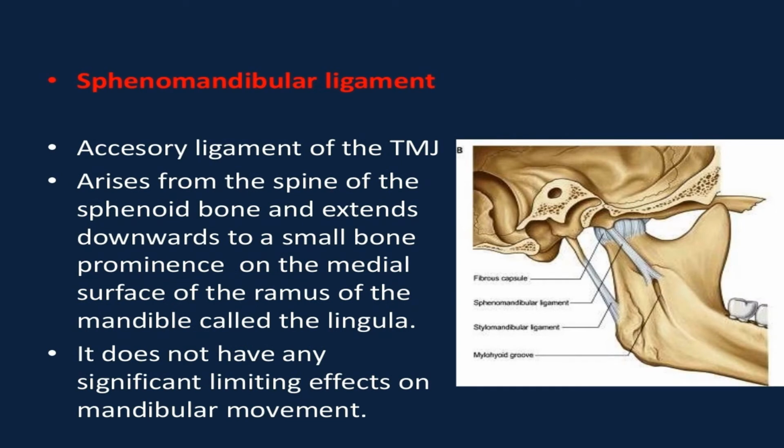Sphenomandibular ligament. This accessory ligament of the TMJ arises from the spine of the sphenoid bone and extends downwards to a small bony prominence on the medial surface of the ramus of the mandible called the lingula. It does not have any significant limiting effects on mandibular movement.